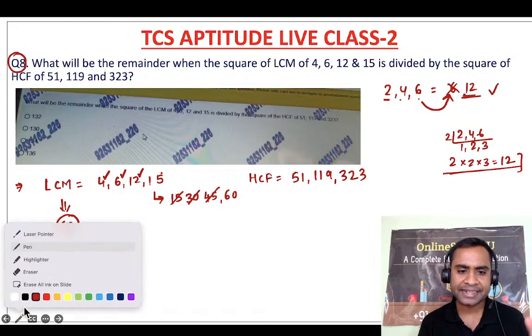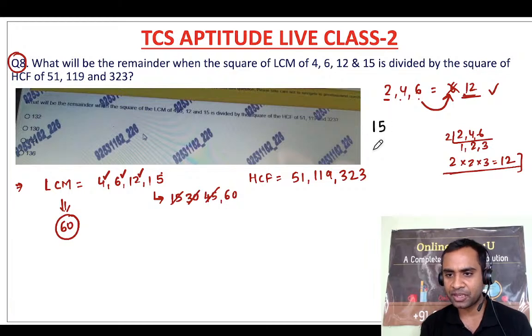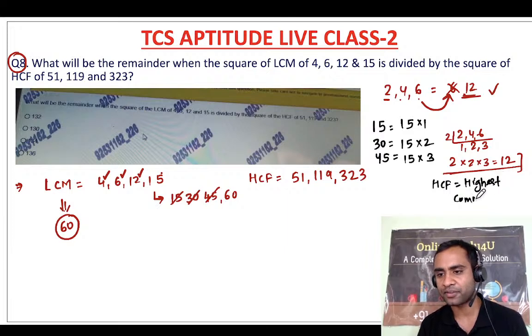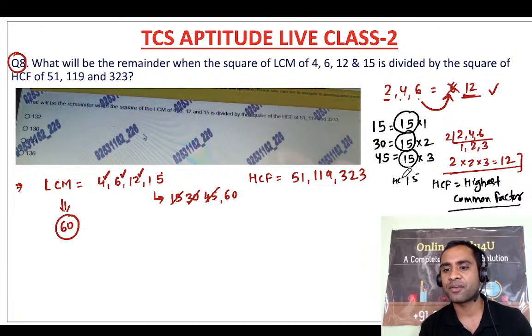Okay, HCF. Now, first understanding LCM and HCF is itself a big task. Suppose I ask you to calculate the HCF of 15, 30, 45. The factor of 15 is 15 into 1, of 30 is 15 into 2, and of 45 is 15 into 3. HCF means, my dear friends, highest common factor. So what is the highest value which is common in all three? Sir, 15. That means my HCF will be 15 here.